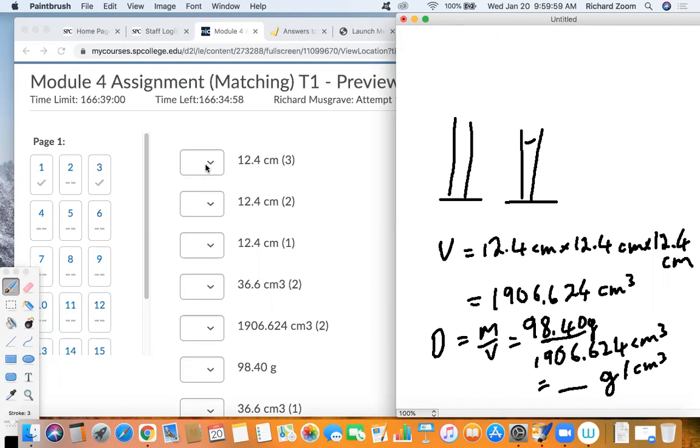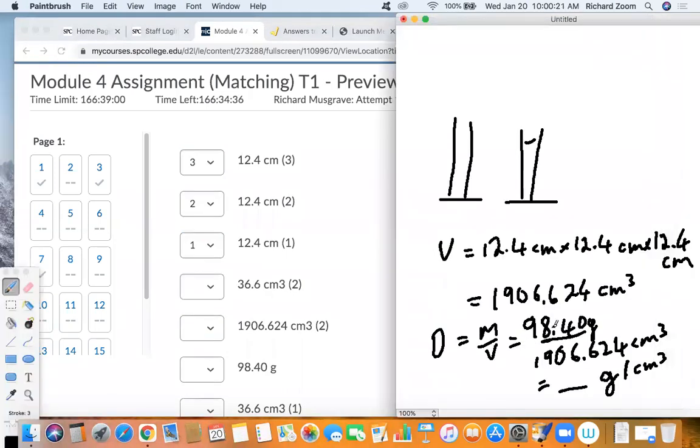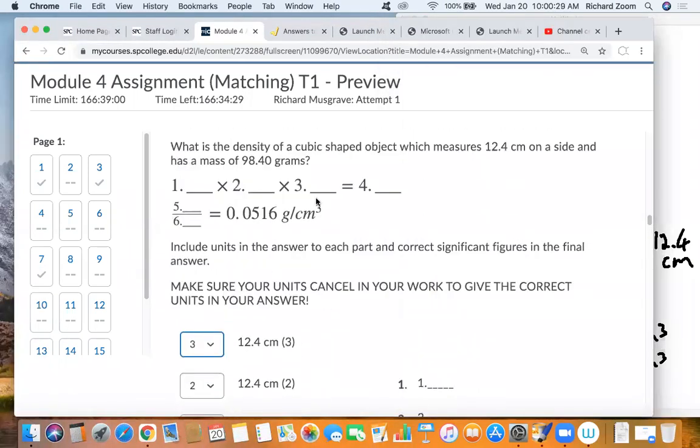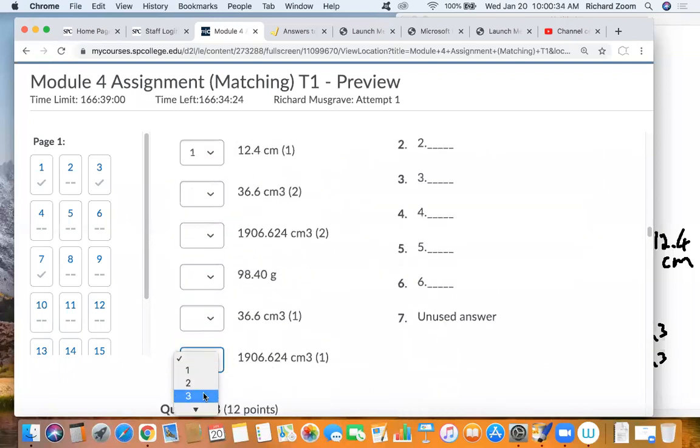And what I'm looking at here is a number, we've got 12.4 centimeters 3 times. So I would say that this will be number 1, this will be number 2, this will be number 3. So they have to be put in the right order. And then we've got 1 instance of 1906.624. So that's going to be number 4. You can see up here, that equals the density we get. That's number 1. So that'll be 4.